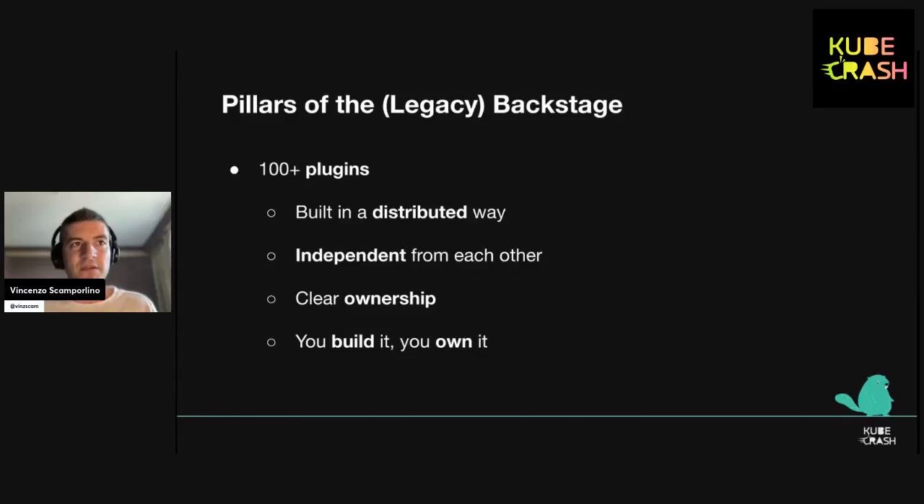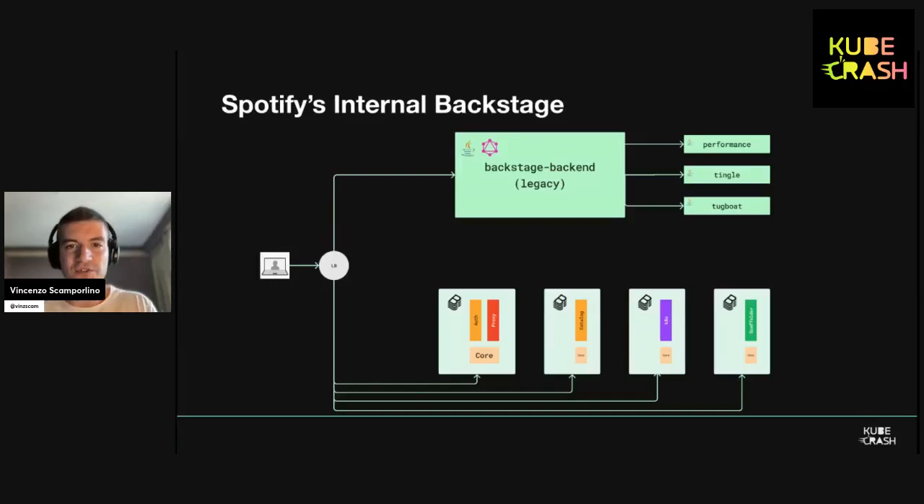And those plugins weren't basically built by a single team, but instead they were built distributively inside Spotify. So each one of them was built and maintained by a different team, and they were living in different repositories. This is something that worked really well for us, and this is something we want to keep when migrating to Backstage open source. And this is the reason why we chose the third approach, to deploy each backend plugin separately from the other.